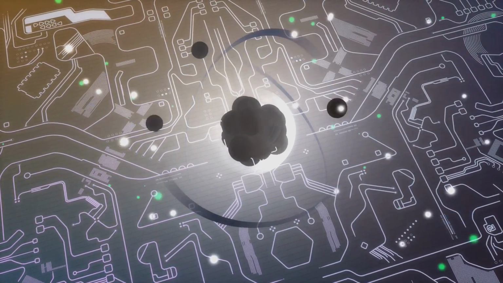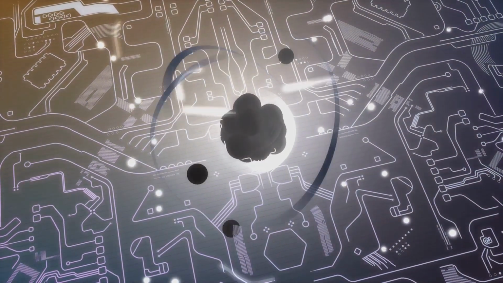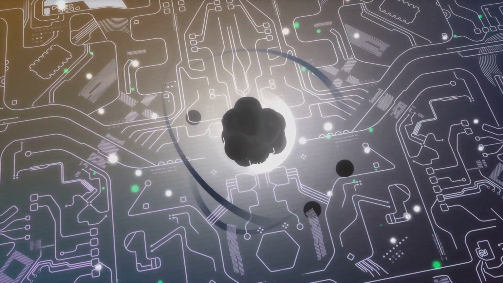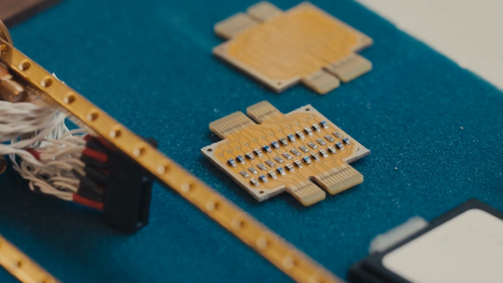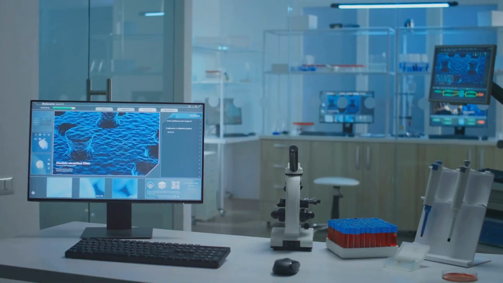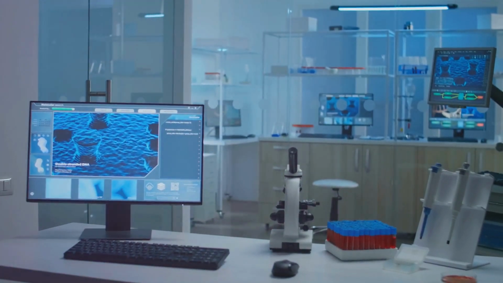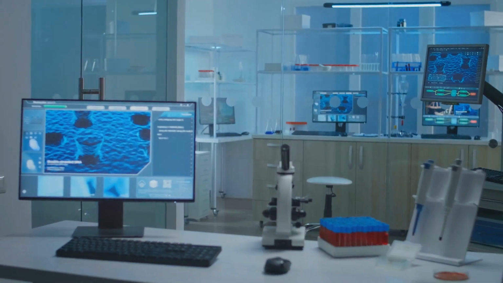Scientists use special techniques called error correction to try to protect qubits and maintain their fragile quantum states. These techniques require many extra qubits just to support one stable qubit. Because of this, building large-scale quantum computers is still a major engineering challenge.